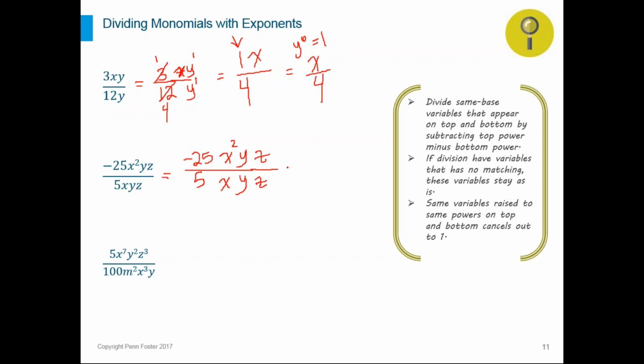Okay, let's start with the numerical parts. We have negative 25 over 5. The common factor is 5, so divide. 5 over 5 is a 1. Negative 25 over 5 is negative 5. So far I have negative 5 on the top and 1 on the bottom.